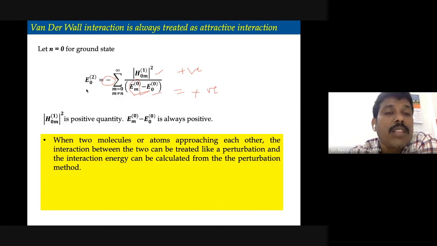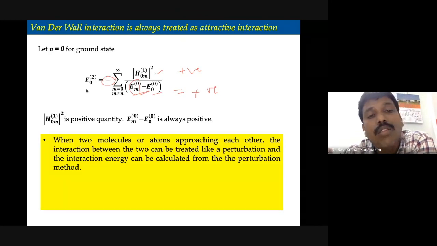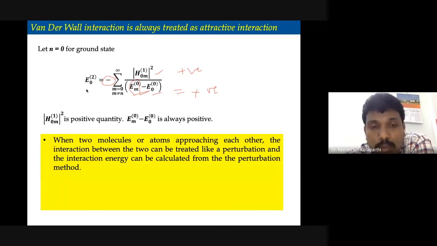Ground state, second order correction to the ground state energy. And this is becoming a negative quantity. Even if you multiply with the perturbation parameter, this is going to be a negative quantity.